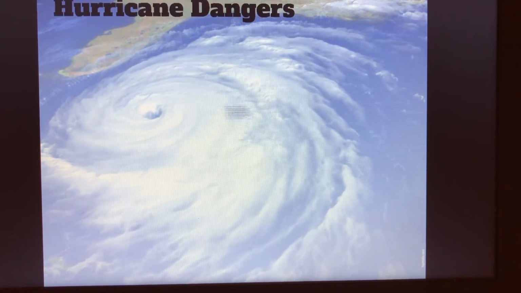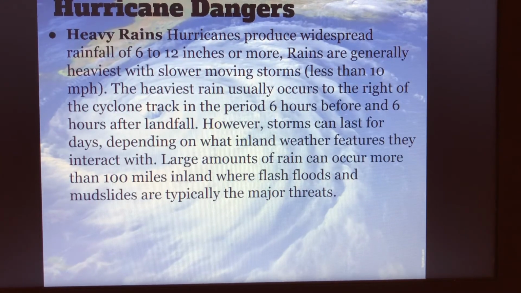Now, some of the dangers of hurricanes. Heavy rains, obviously. They have 6 to 12 inches or more that come out of those big rain bands. The heaviest rain occurs to the right of the cyclone track, and it happens 6 hours before and 6 hours after landfall. So the farther it goes in, the more it's going to change things that it interacts with, like rivers and lakes, and it could flood all of those. Large amounts of rain can occur even 100 miles inland and cause flash floods and mudslides.